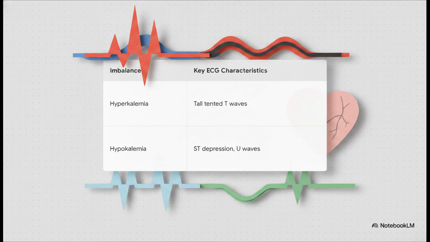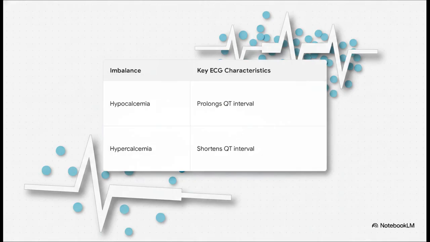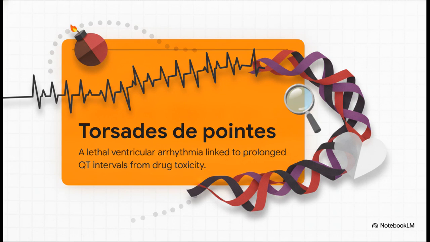On the flip side, low potassium leaves behind mysterious U waves and ST segment depression, and yep, that's yet another pattern we absolutely must differentiate from the ischemia of a heart attack. Calcium, on the other hand, operates on a totally different timeline. It heavily affects the QT interval. Too little calcium stretches the QT interval out by prolonging the ST portion, but too much calcium squeezes it tightly together. And trust me, a stretched QT interval is literally a ticking time bomb.